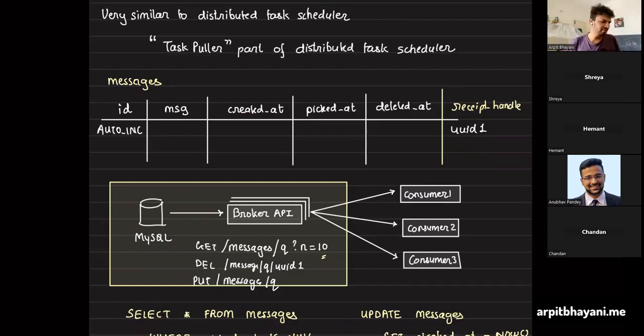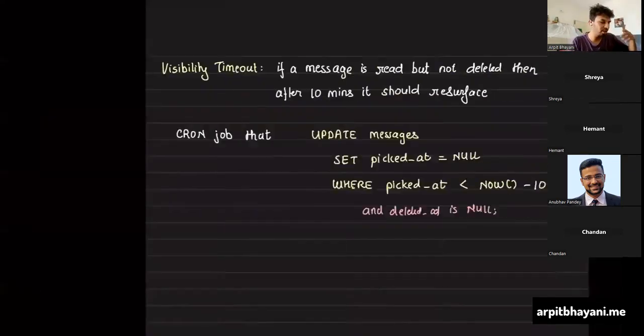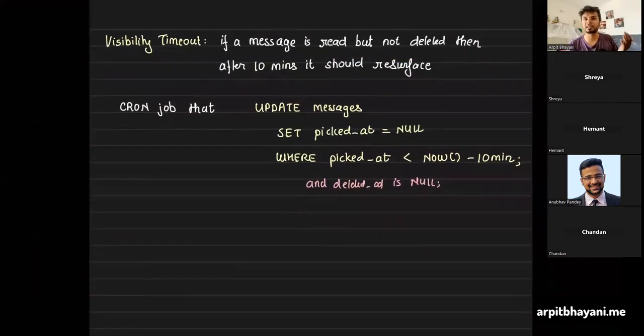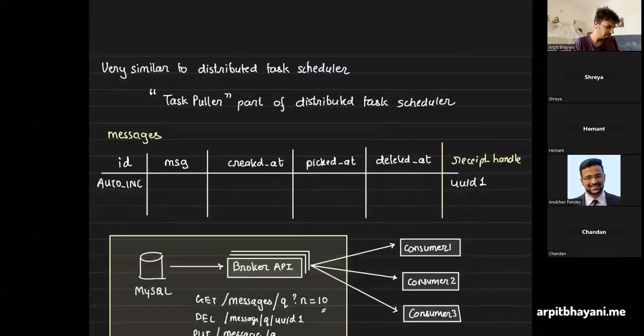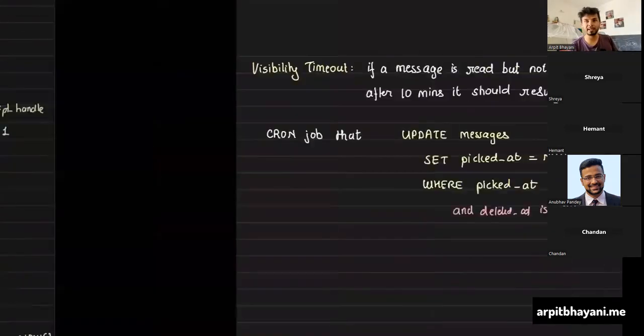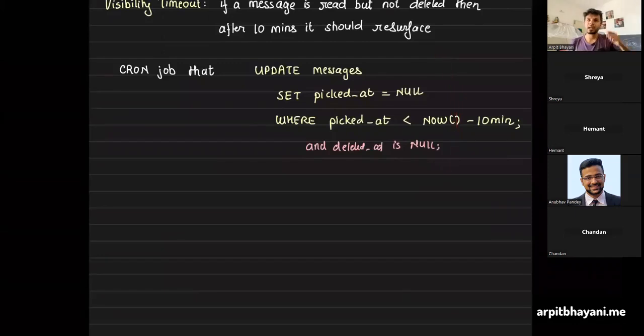How do you implement this? Very simple. You first need a job that says if a message is picked at but not deleted in 10 minutes, I would delete it, or I would set the picked_at as null. So if a message is read but not deleted, then after 10 minutes, it should resurface. So you write a simple cron job that would run as a separate machine over here, whose job is to continuously ping this database and fire this query: update messages, set picked_at as null, where picked_at is less than now minus 10 minutes.